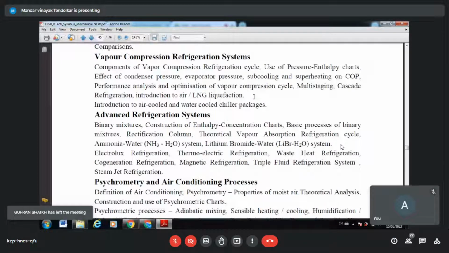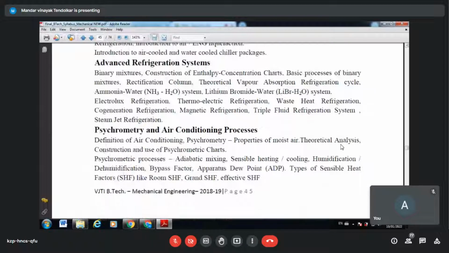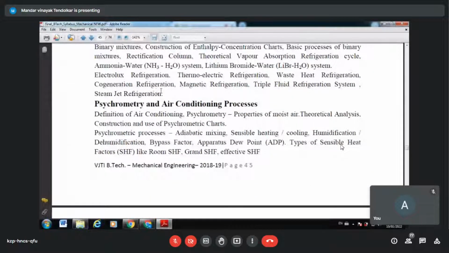Somewhere here I had mentioned it. I don't know at the time of compilation whether it got removed or what. Anyways, then we will enter. This ends our refrigeration part.